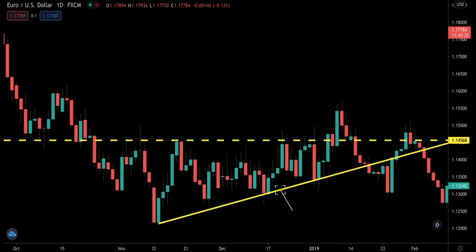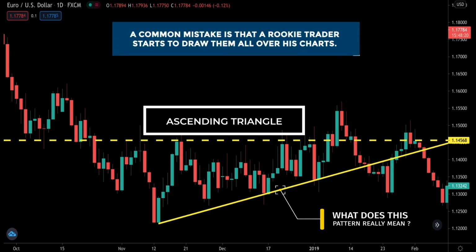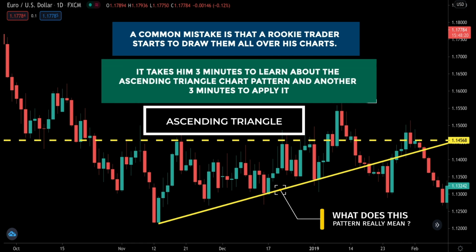An ascending triangle looks like this. It looks very simple to draw, and that's because it is. A common mistake is that a rookie trader starts to draw them all over his charts, and without understanding the underlying psychology of the pattern or the nuances of the pattern, he starts to trade them. It takes him 3 minutes to learn about the ascending triangle chart pattern and another 3 minutes to apply it.